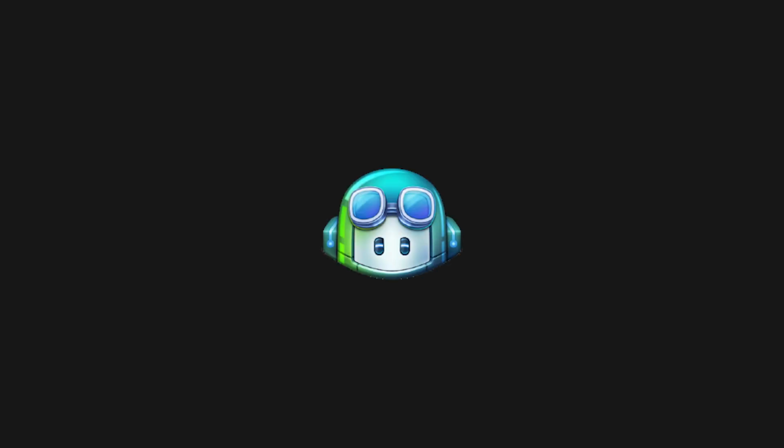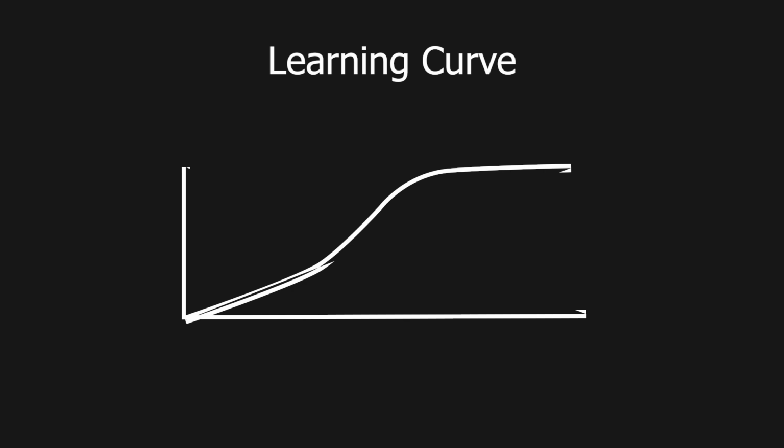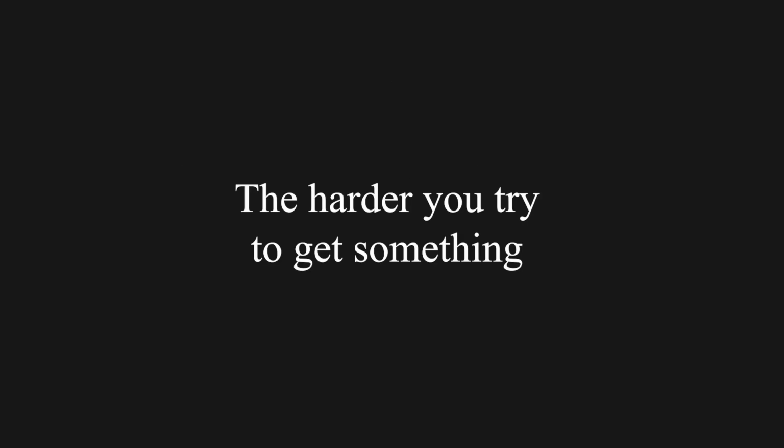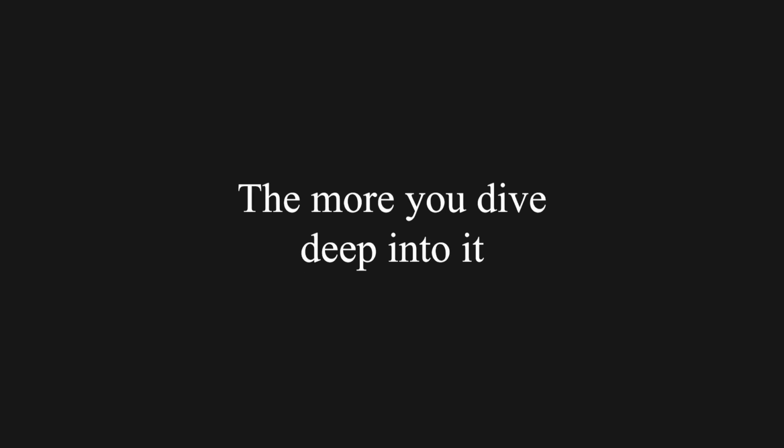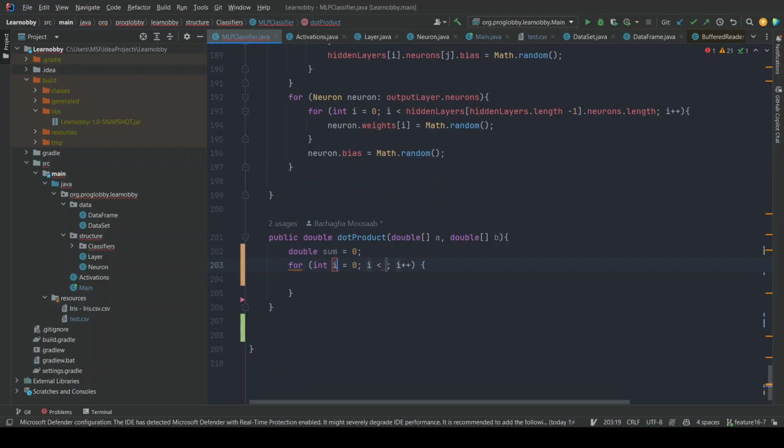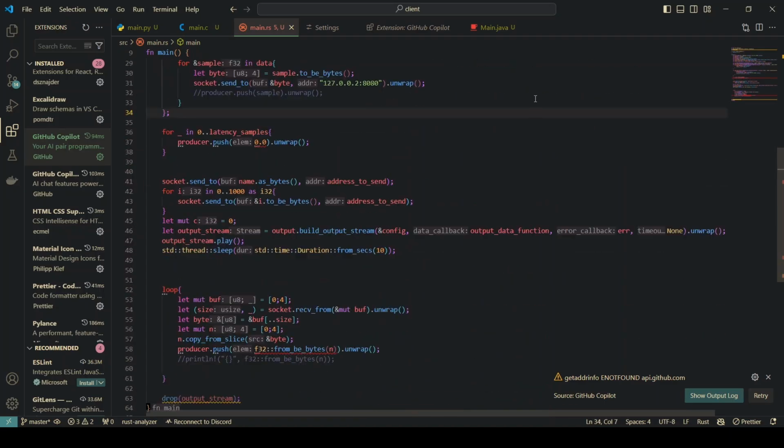Sometimes, generative AI tools like GitHub Copilot affect the learning curve of people, most of the time in a negative way. Well, the learning process is simple. The harder you try to get something, the more you dive deep into it, and the longer it stays in your mind. Learning programming languages relies on learning the basics and the features of that language, then applying it in projects, and then facing problems, and then suffering to fix the problems.